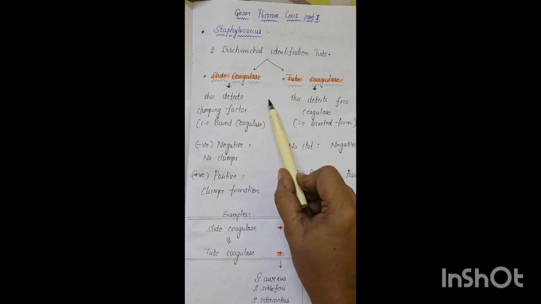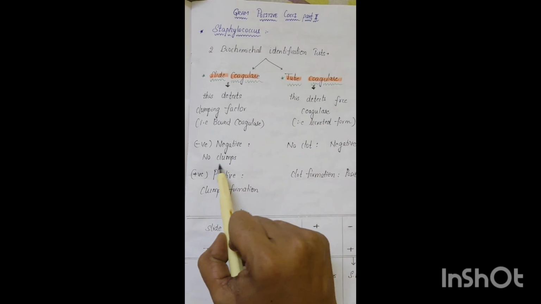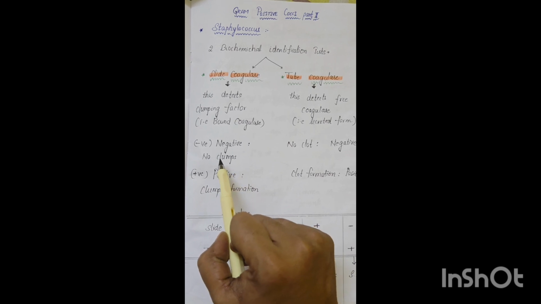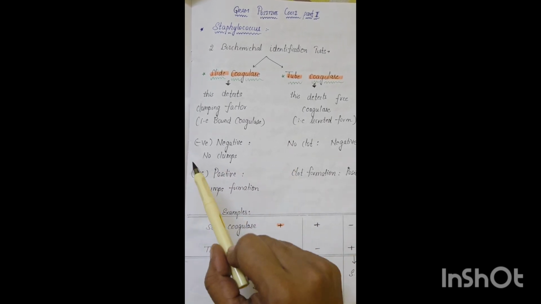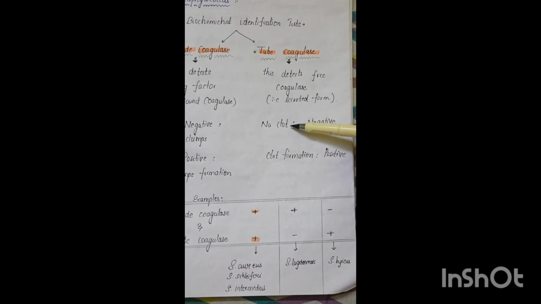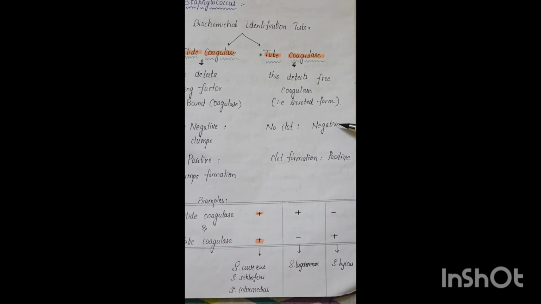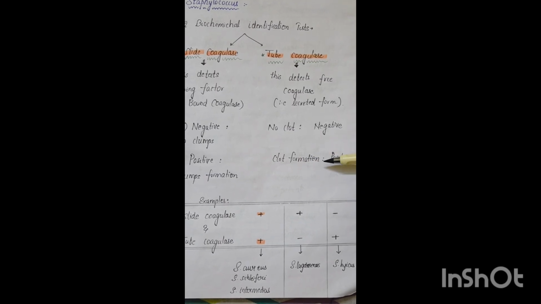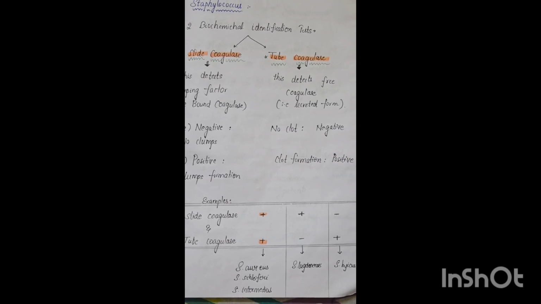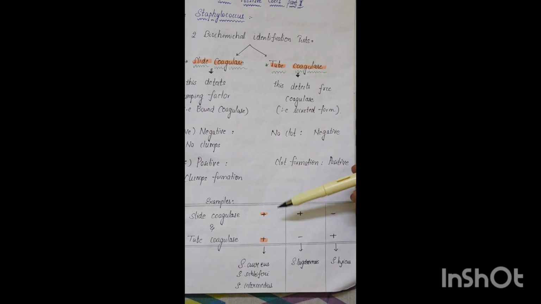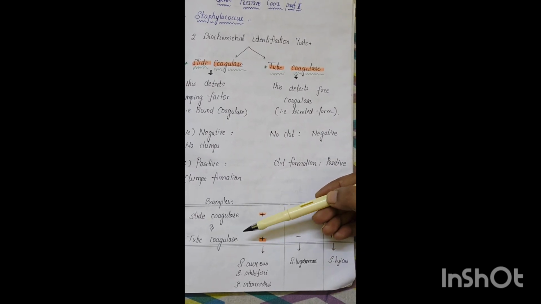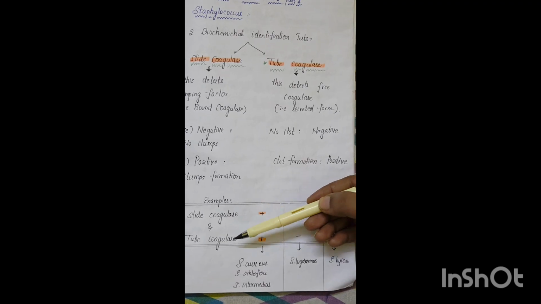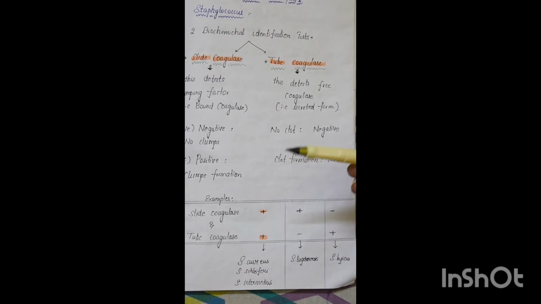When the slide coagulase test is negative, that means no clumps. When it is positive, clumps are formed on the slide test. We are going to see that in the next video. For tube coagulase, when there is no clot formation, it is negative. When clot formation is seen, you can say the test is positive. You have to remember these examples of when the slide coagulase is positive and when it is negative, and in the same way when tube coagulase is positive and when it is negative.